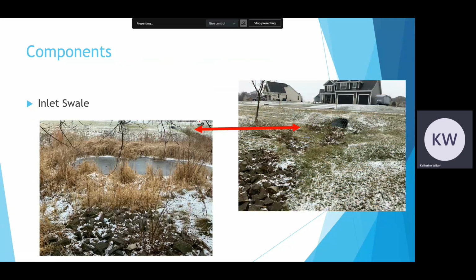I have a couple photos so you can visually see in real life what these components look like. You can see that this is a stormwater pond and the inlet swale is where the red arrow is. Typically, these inlet swales have riprap and that keeps erosion from occurring. You can see this one is hooked up to a storm sewer drain design. So all the water from this neighborhood will flow into the storm drain and discharge into the stormwater pond.